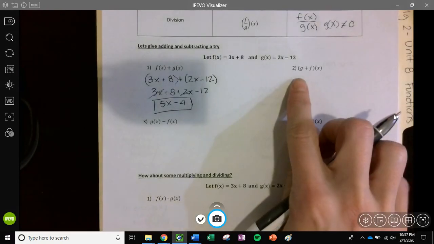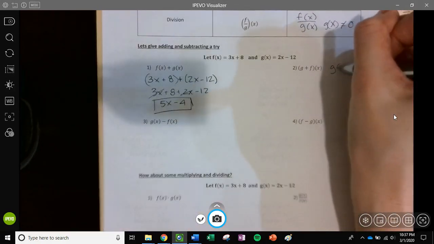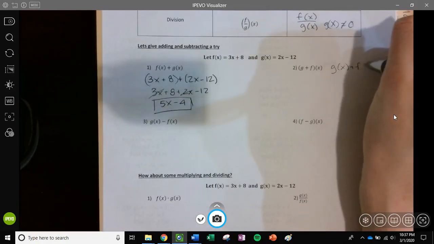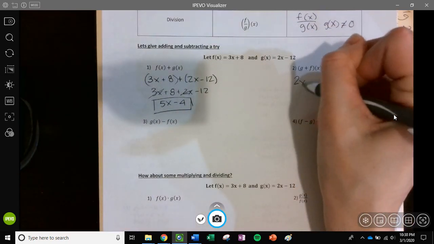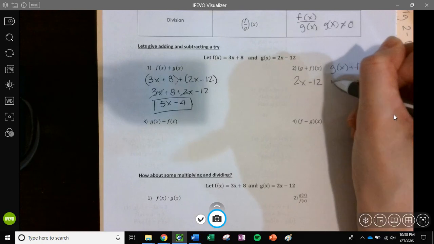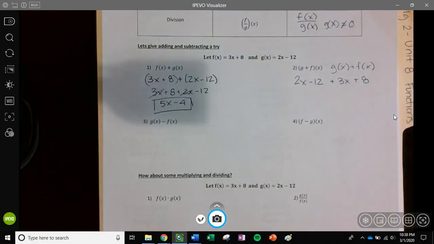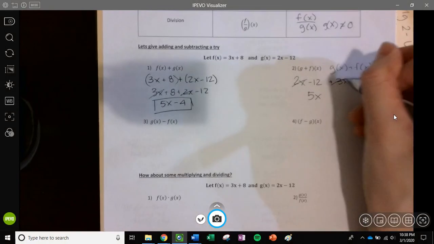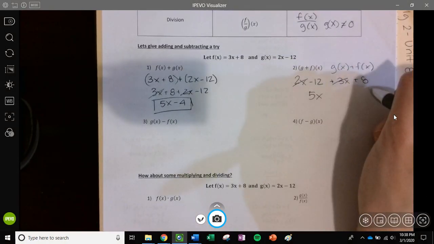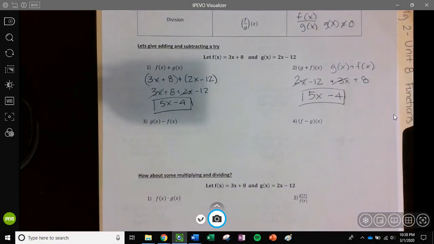Now let's do (g + f)(x), which is nothing more than saying g(x) plus f(x). g(x), 2x - 12, plus 3x + 8. Well, guess what? As we just discussed, negative 12 plus 8 is negative 4 because addition is commutative. It doesn't matter what order it's in. You're going to get the same answer both times.